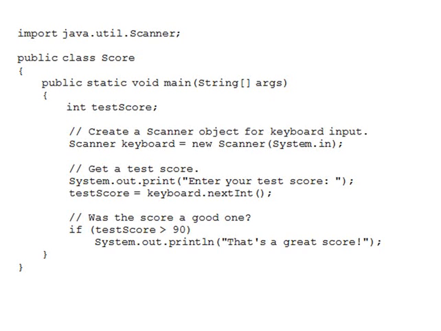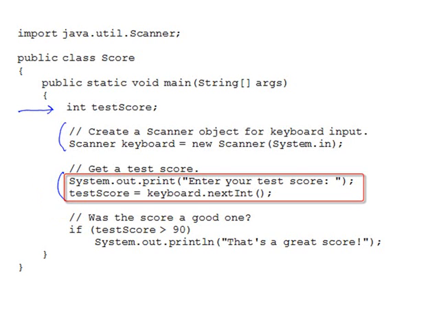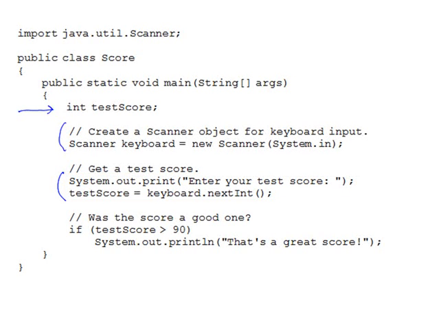Let's look at an example program that uses an if statement. First, we declare a variable named testScore, an integer variable. We're going to use that variable to hold a test score that's entered by the user. Then here we create a Scanner object for keyboard input. In these statements we display the message "Enter your test score," and then we use the Scanner object to read an integer, and we store that integer in the testScore variable.